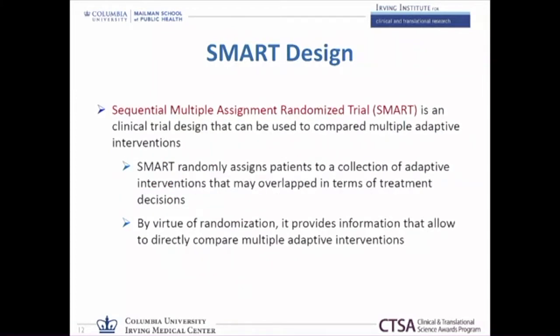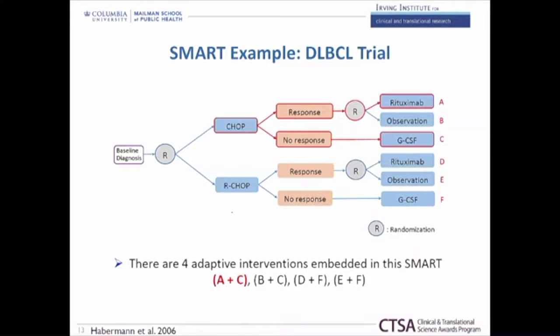Sequential multiple assignment randomized trial, with the short name SMART trial, is a clinical trial design that can be used to compare multiple adaptive interventions. Such a design randomly assigns patients to a collection of adaptive interventions that may overlap in terms of treatment decisions. So by virtue of randomization, this design provides information that allows us to compare multiple adaptive interventions directly in the study.